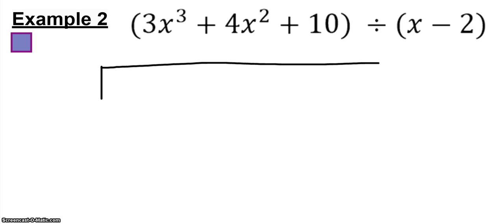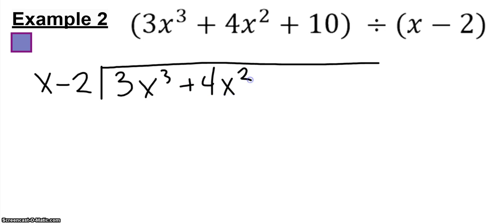Now, let's put our divisor on the outside, x minus 2. Let's put our dividend on the inside, 3x cubed plus 4x squared. But wait, we don't have any x's, so we're going to put a plus 0x. And then 10. Make sure that you have a column for 3, 2, 1, and no x's. Make sure you've got all those columns. If you don't, you might mess up. Don't risk it.